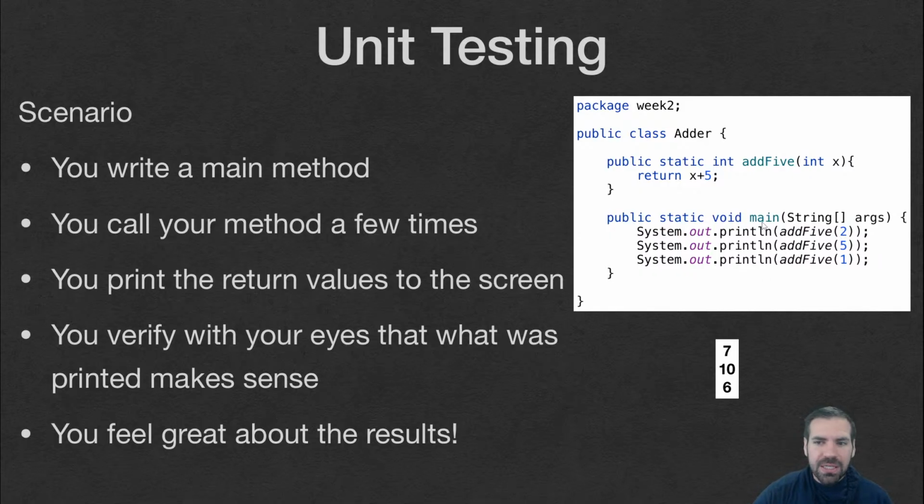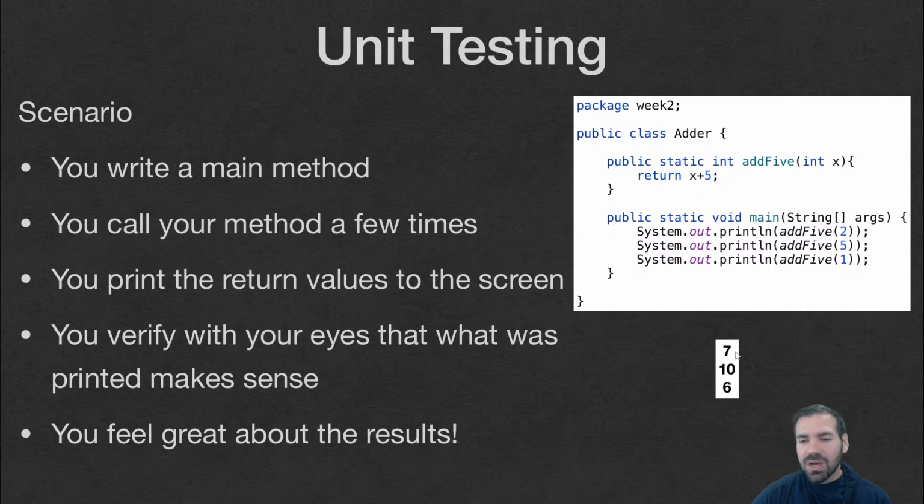So with our progressions, what you would do right now if I didn't talk about unit testing at all and just gave you this task, test if this method is correct, you'd probably come up with something like this, I would hope: main method, call your method a handful of times, and then print the results to the screen. Whatever the method returns, print it to the screen. So we're going to come up with some inputs, 2, 5, and 1, and we're going to expect 7, 10, and 6 to be printed to the screen.